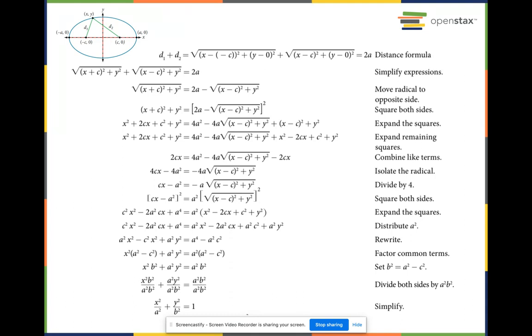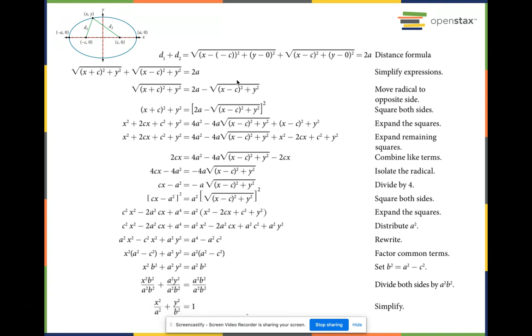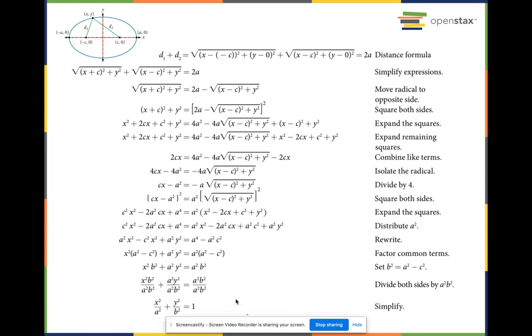This is the derivation of this equation at the bottom, x squared over a squared plus y squared over b squared equals 1. We start with the distance formula for d1 and d2, and then it goes through it. There's a bunch of algebra. You can follow each of these steps. You know all of the math you need to know to follow this derivation. If you're not interested, just move right along. Don't get stressed out by this. You're never going to have to recreate it. But if you're curious where this equation comes from, now you know.